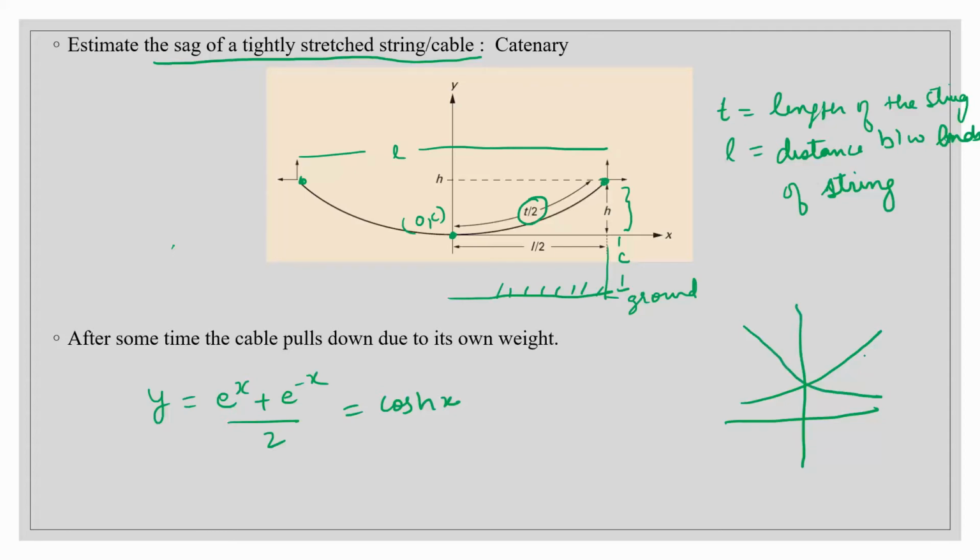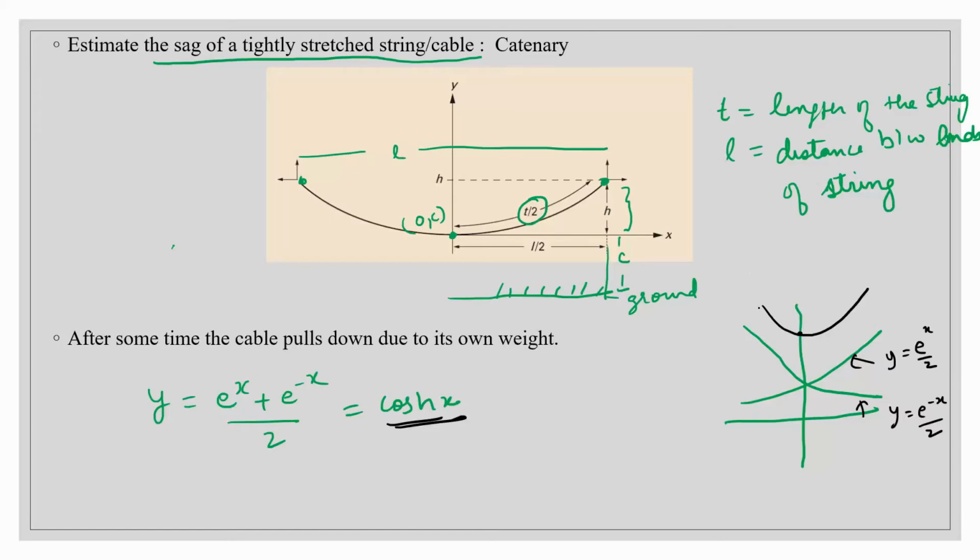This one is y is equal to e to the power x by 2, and this graph is for y is equal to e to the power minus x by 2. Now if you add these two, you will get a figure like this. That means that you are adding both of these and you will get the graph of cos hyperbolic.